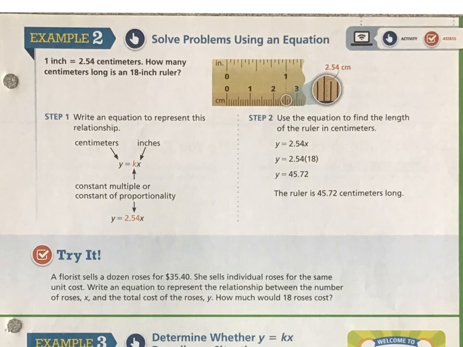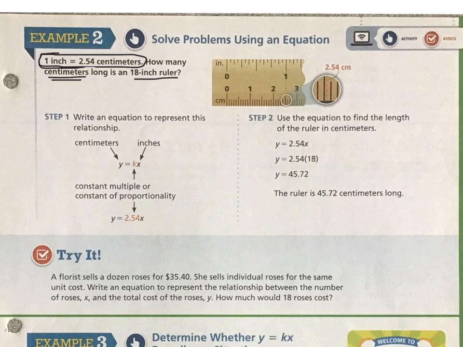Example 2 shows us how to solve problems using an equation. So we know that 1 inch is equal to 2.54 centimeters. That's what we call a conversion factor. Okay. How many centimeters long is an 18-inch ruler? Well, in this case, we know the inches, and we're looking for the centimeters.